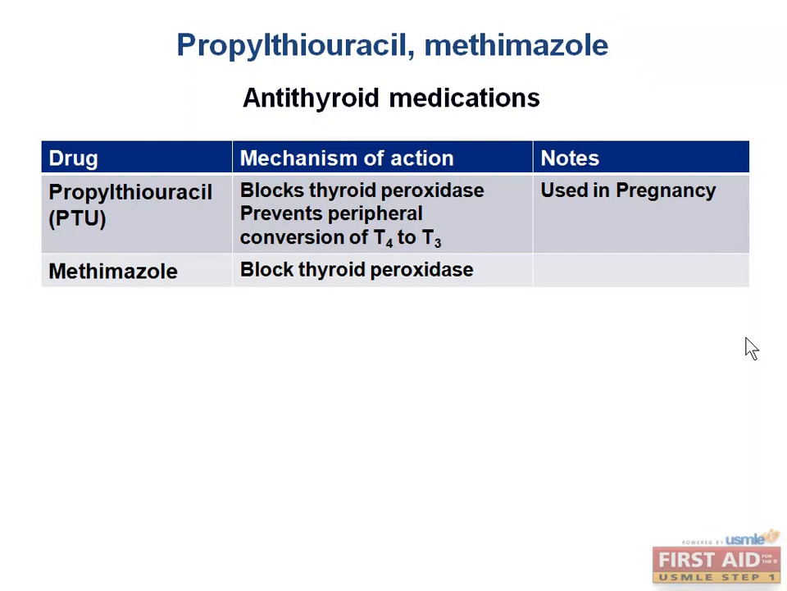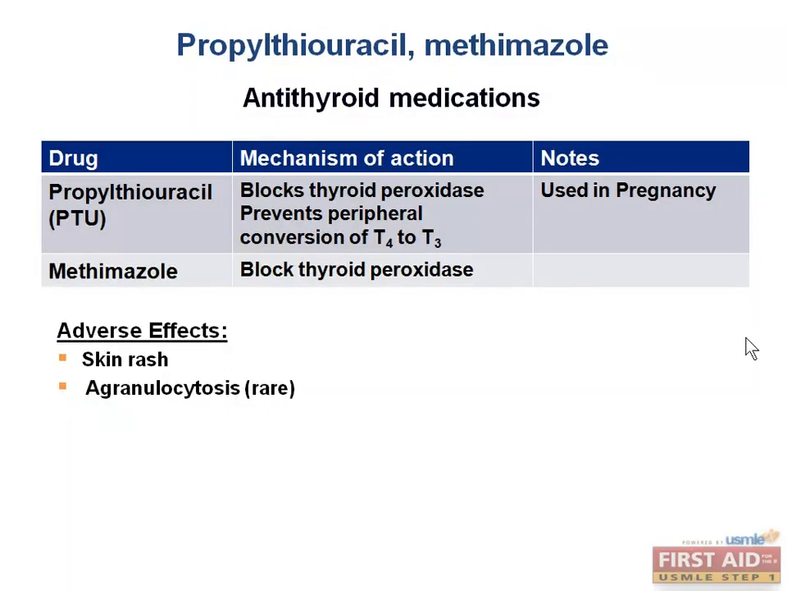PTU also decreases peripheral conversion of T4 to the more active form T3, and it does this by blocking 5' deiodinase. Adverse effects of both drugs include skin rash, agranulocytosis, meaning a low neutrophil count, and aplastic anemia, where you have a drop in red blood cells, platelets, and white blood cells.